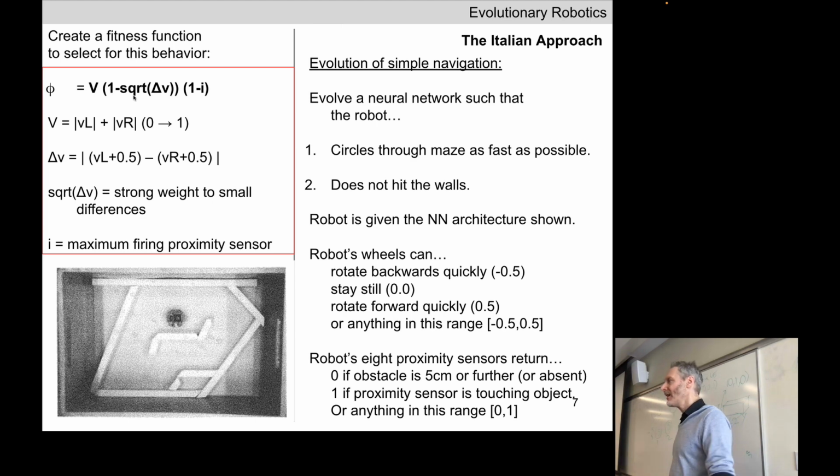Anybody see why they added in the square root? This is kind of a detail. Not that important, but you're taking the square root of a value that ranges between 0 and 1.